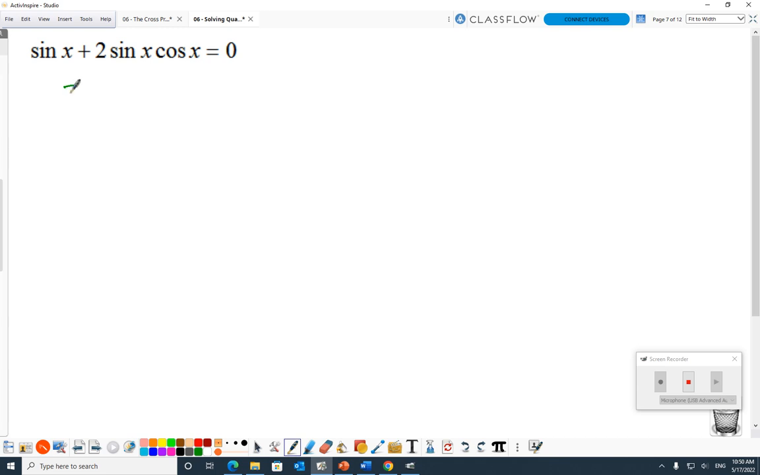Common factor out the sine x, and I get 1 plus 2 cos x. Actually, seeing that might help a little more with identities. During identities, we wanted a common factor sometimes. Take the sine x out of both of those, and so I get my 2 linears. Either sine x equals 0 or 1 plus 2 cos x equals 0.